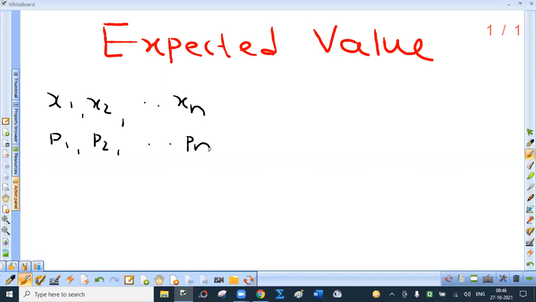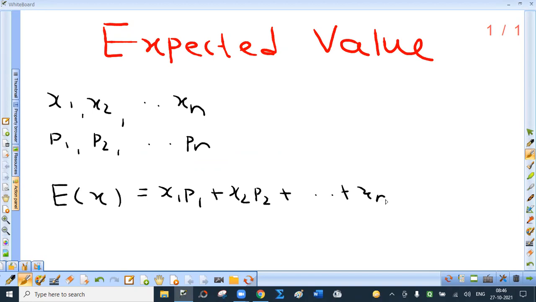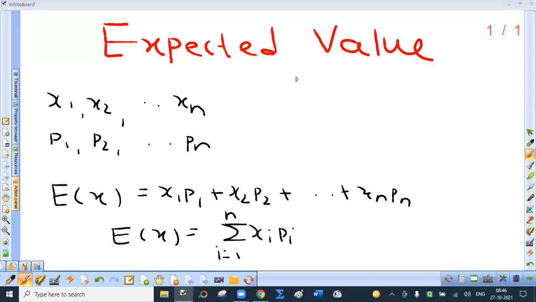Then the expected value of the random variable, which is denoted by E of x, is defined as E of x equal to x1 p1 plus x2 p2 up to xn pn. So using sigma notation, what is E of x? It is nothing but sigma xi pi, i goes from 1 to n. Usually we just write sigma x into p.